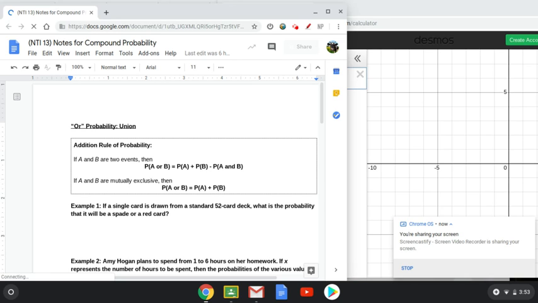What we're looking at today is called compound probability, which means how do I find the probability when two or more things are happening? So, for example, if you're thinking about your deck of cards, what's the probability I draw a red card and then a black card right after that?